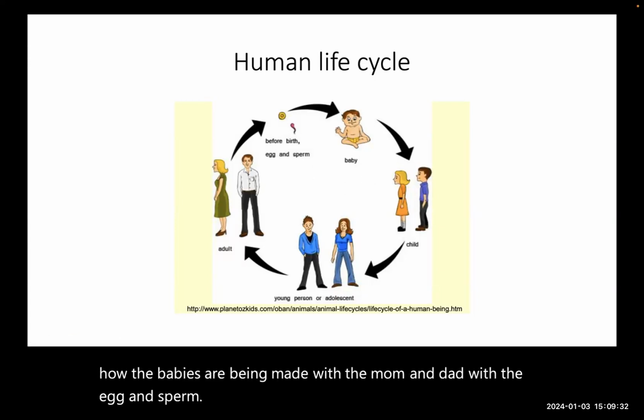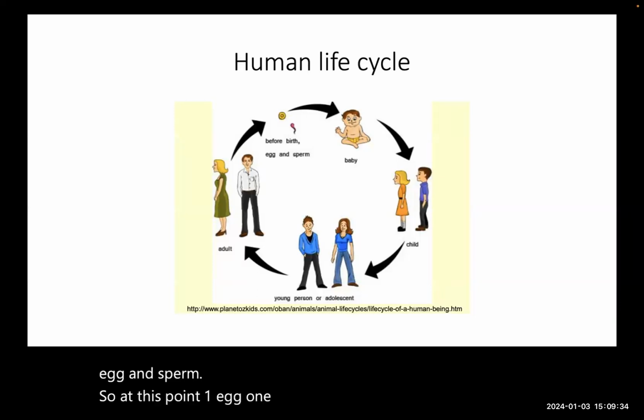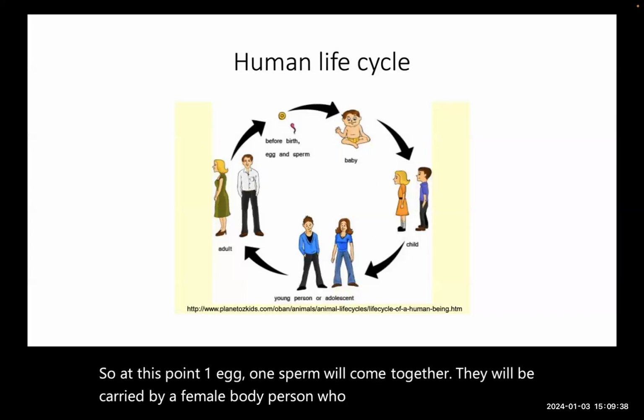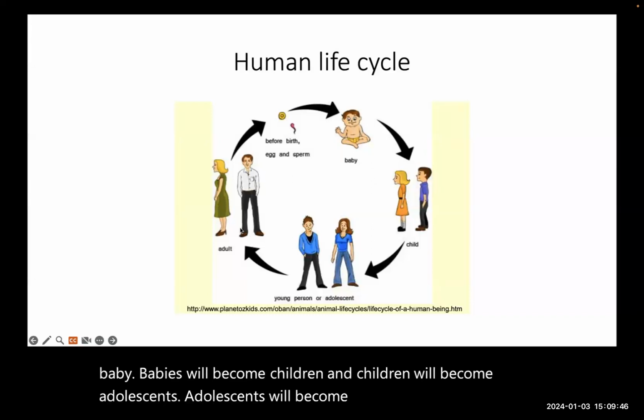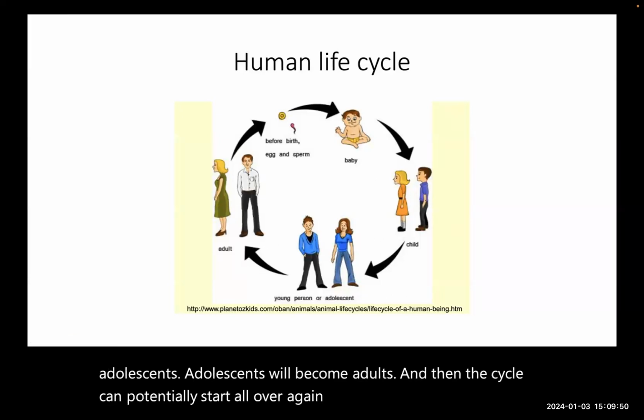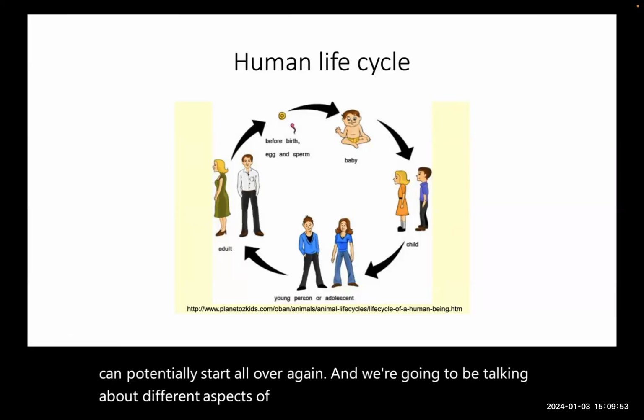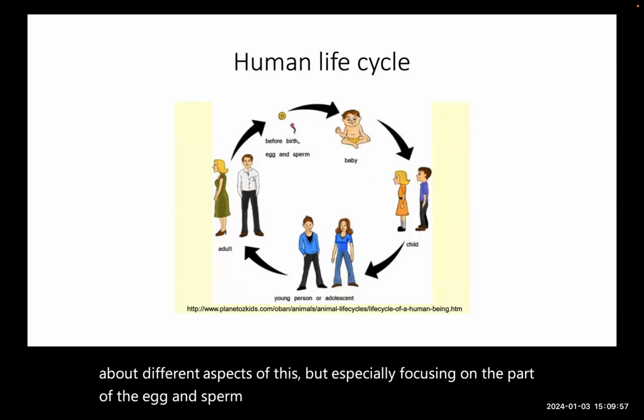At this point, one egg and one sperm will come together. They will be carried by a female body person who will eventually give birth to a baby. Babies will become children, and children will become adolescents. Adolescents will become adults, and then the cycle can potentially start all over again. We're going to be talking about different aspects of this, but especially focusing on the egg and the sperm. That's going to be a big part of it. So we'll talk about the development into babies.